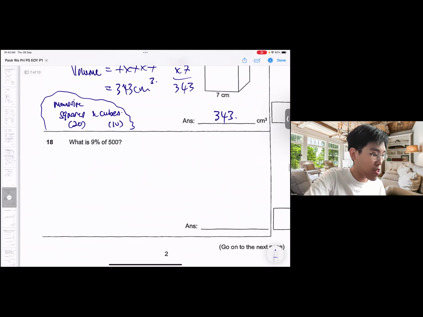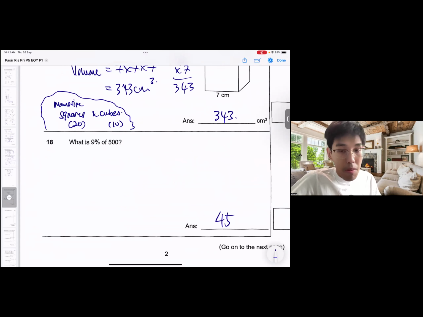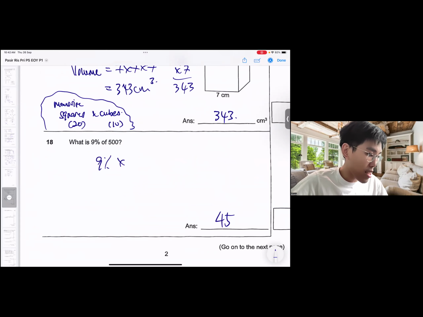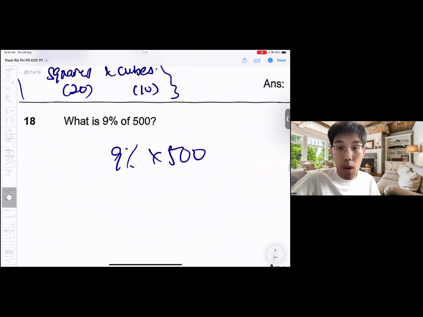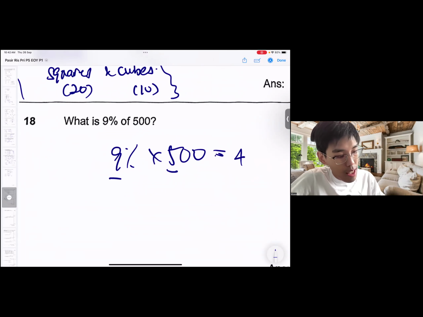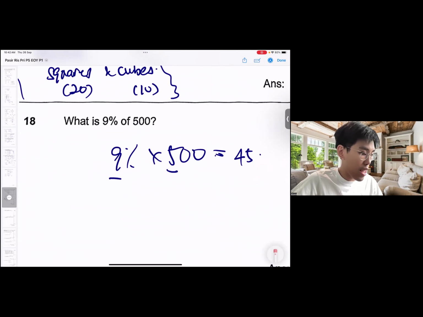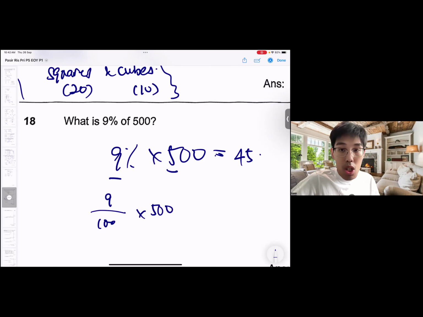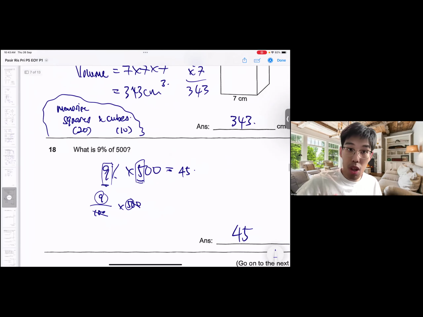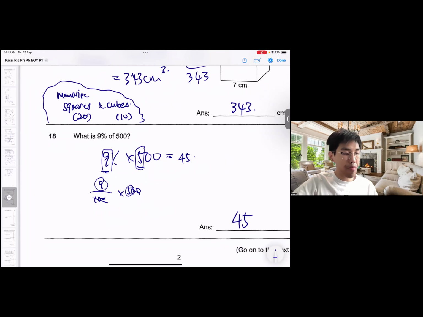Okay, next. What is 9% of 545? Okay, there are actually some special techniques that you can use to do calculations here. Actually, quite straightforward. You just need to take 5 times 9, 45. That's it. Why is that so? Because essentially 9% means 9 over 100 times 500. So when we divide both the 500 and 100 by 100, I'm left with 5 times 9. So 5 times 9, 45. Full stop. That's it.